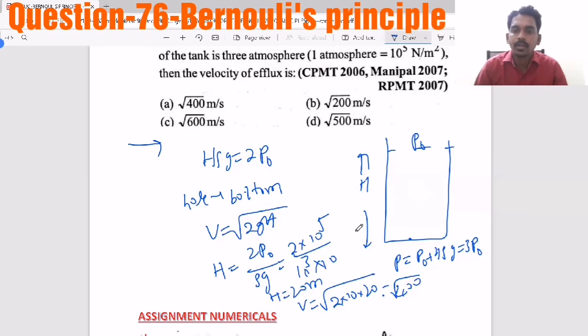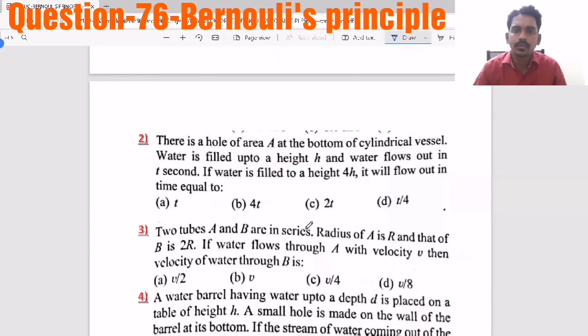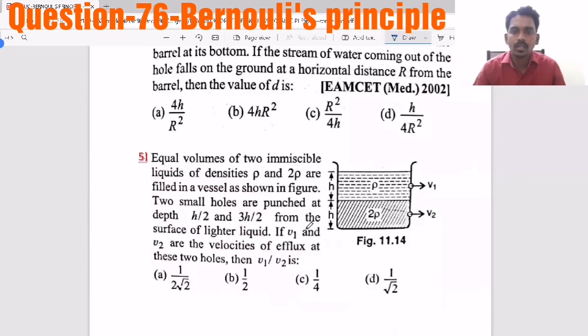Or sometimes the question will be given based on the formula, just like we have seen 1 or 2 examples. So similar examples I have given as an assignment. So please try to solve, then you will get the idea.